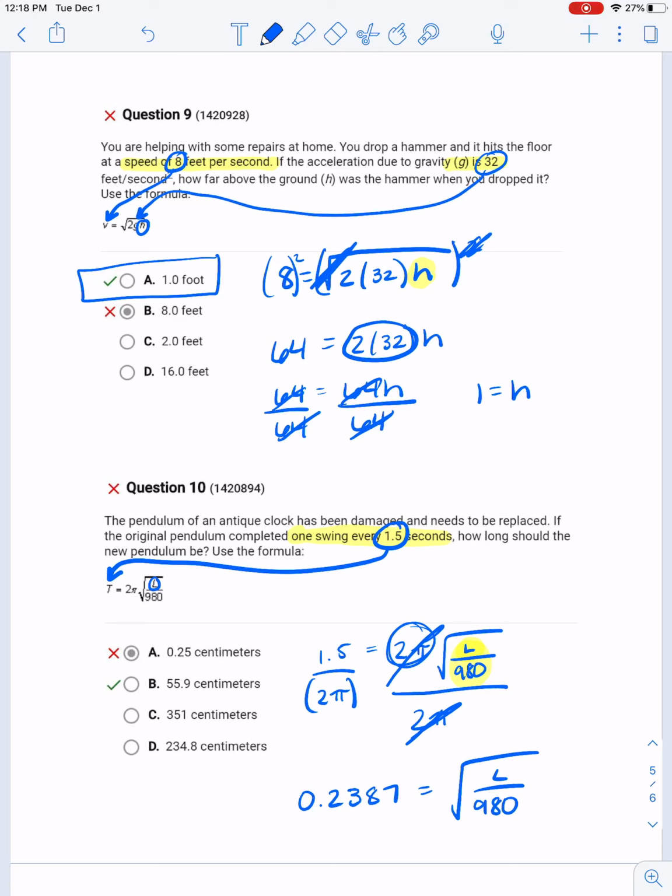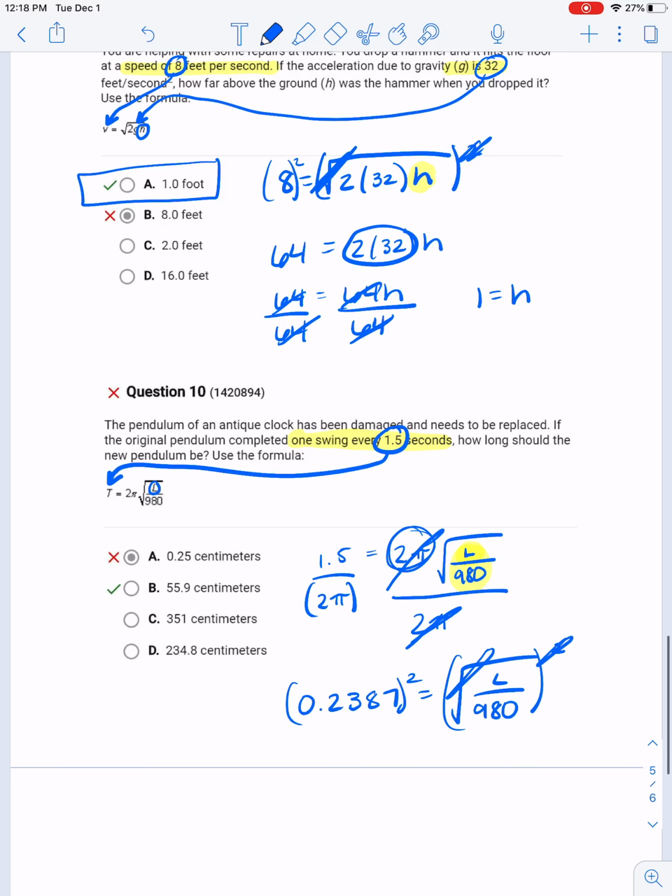Now you're ready to get rid of your square root. So I'm going to square both sides. Square and the square root cancel. So in my calculator, I square that answer that I just got, and it is then 0.05699 is equal to L over 980.